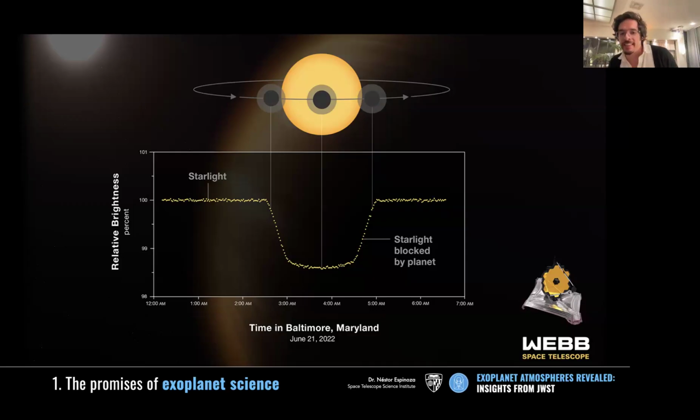You can also see in the x-axis the time at which all of this happened in Baltimore, Maryland time. And this was very, very early in the morning that I had to wake up to reduce this data. So it was a very, very exciting morning.